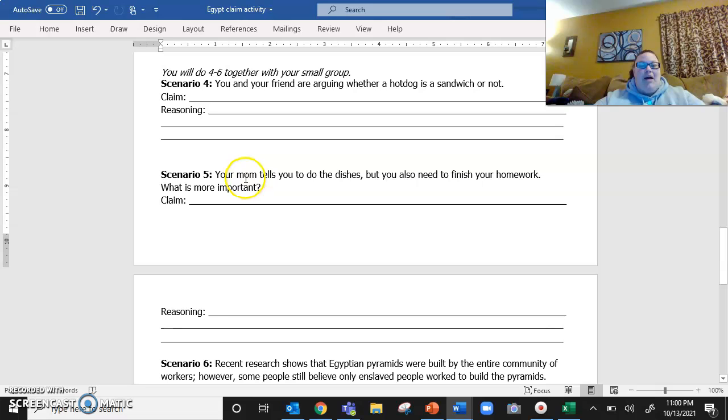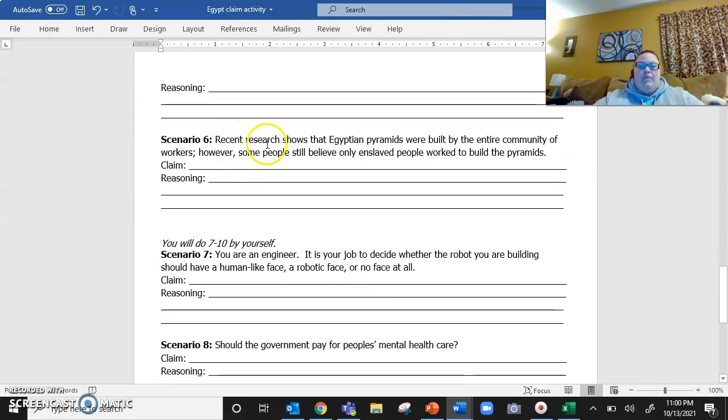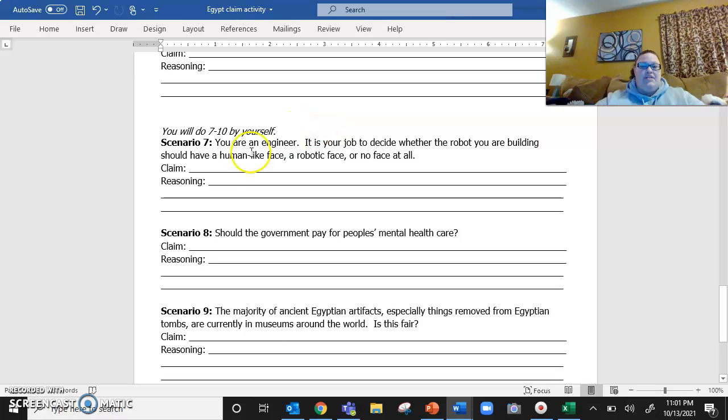Scenario 5. Your mom tells you to do the dishes, but you also need to finish your homework. What is more important? Scenario 6. Recent research shows that Egyptian pyramids were built by the entire community of workers. However, some people still believe only enslaved people worked to build the pyramids. So again, that's not asking a direct question. You have to figure out, what is that asking? Scenario 7. You are an engineer. It is your job to decide whether the robot you are building should have a human-like face, a robotic face, or no face at all.